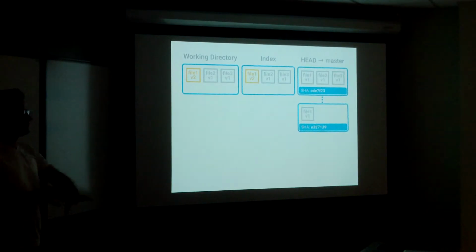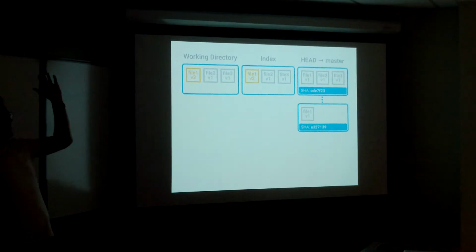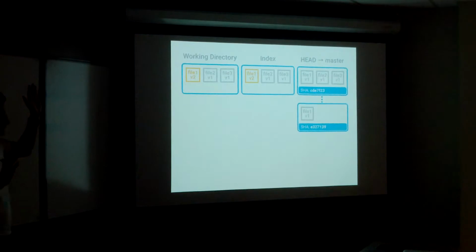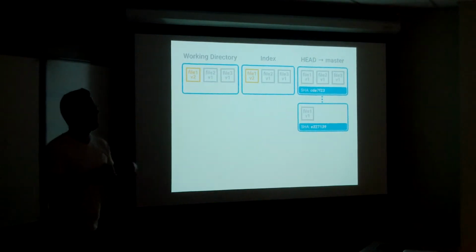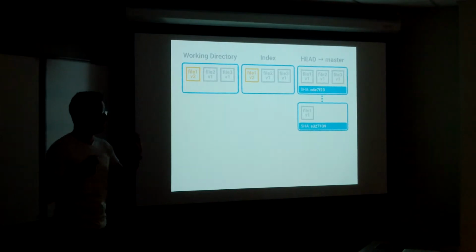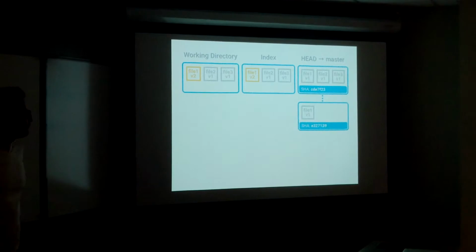Doing a soft reset actually just leaves the index exactly where it was, and sets it right back up to where it was before. Anything that was staged is now staged. Anything that wasn't, isn't. And I can then just continue to make my changes as if that commit had never existed. Don't worry, it does. We'll get to that later.